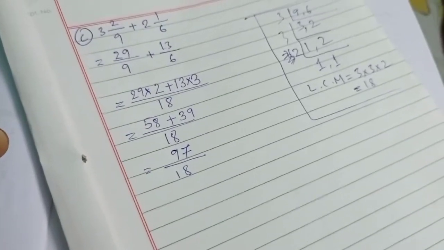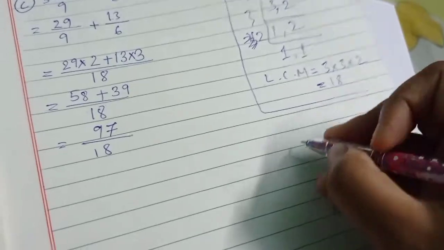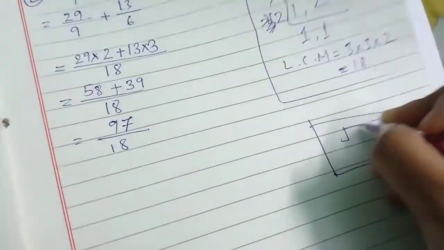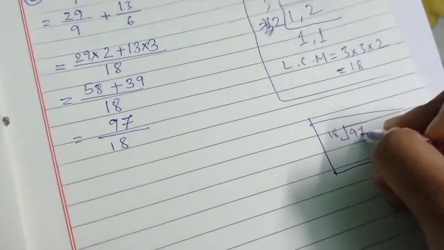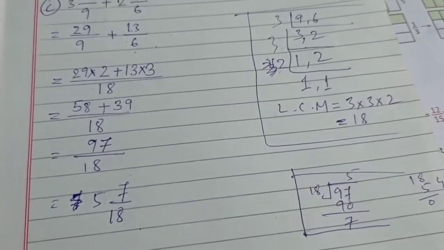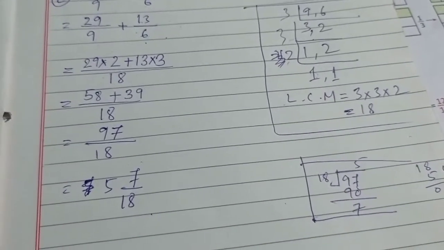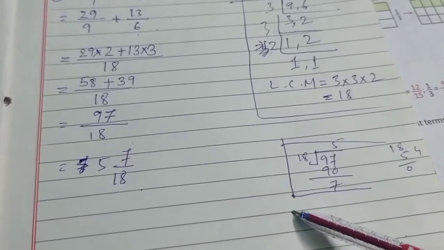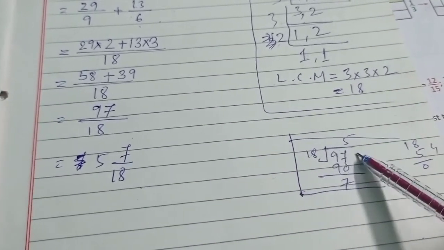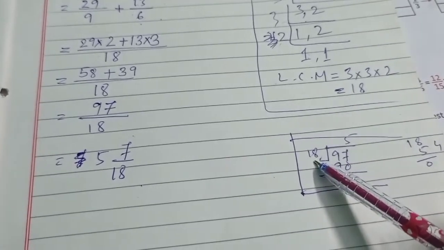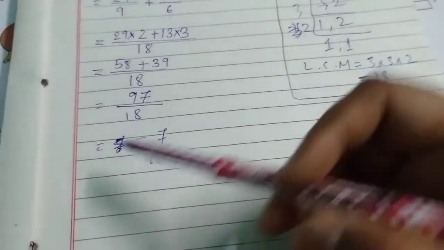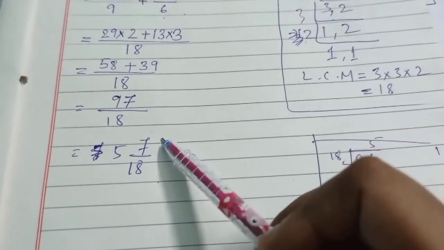You divide 97 by 18. 97 by 18 is an improper fraction, that's why you need to convert that one into a mixed number. For that you need to divide 97 by 18. 18 5s are 90, the nearest one. Then the remainder you get is 7. So it will be 5, 7 by 18 will be the answer.